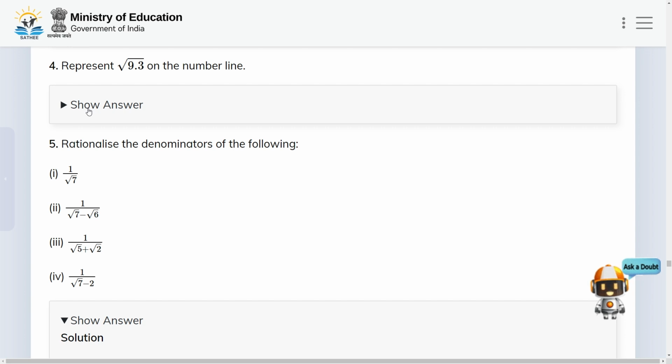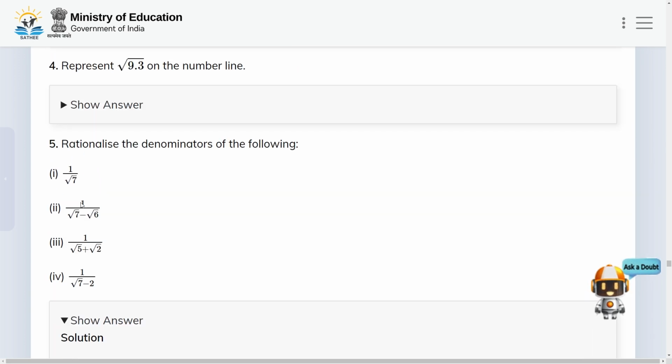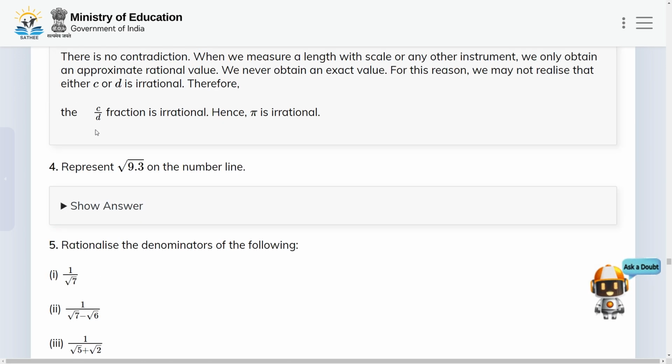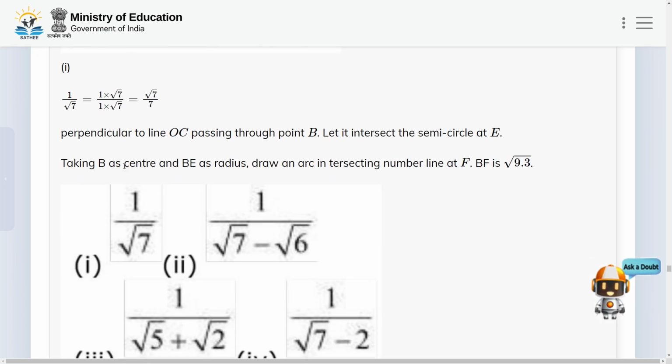In the next problem, we have to rationalize the denominators of the following. Okay, so let us see here. In the first one we have 1 by root 7. So 1 by root 7 can be written as 1 into root 7 by root 7 into root 7, that is equal to root 7 by 7.